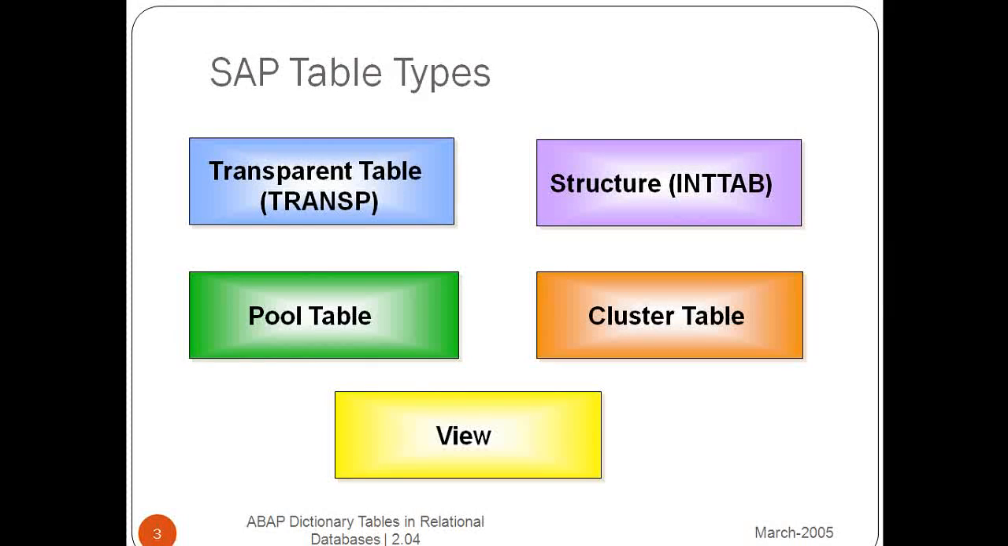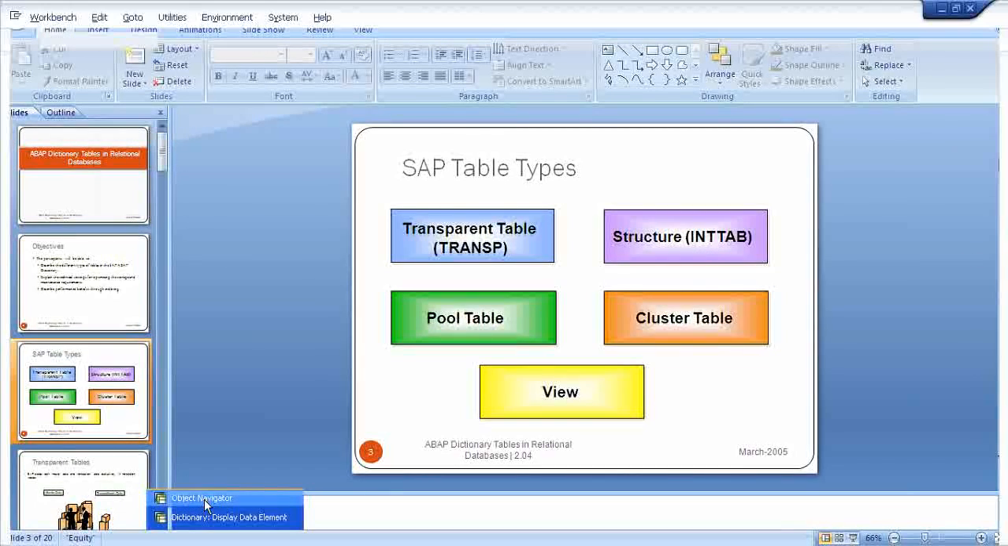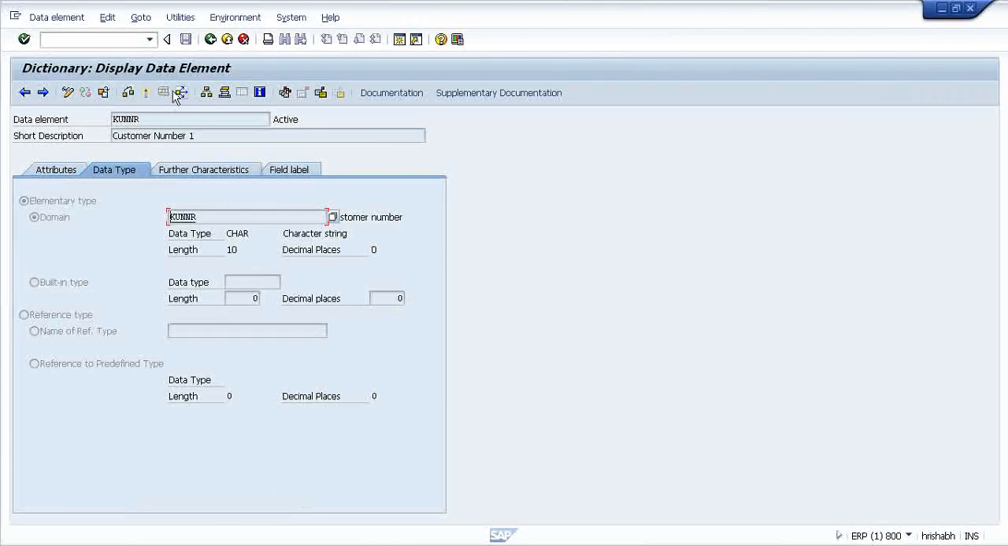Now, this is how many kinds of tables are possible in the ABAP dictionary. It could be a transparent table, structure, pool table, cluster table, and view. Pool tables and cluster tables are completely outdated. Now, what exactly is a transparent table? Most of the tables are transparent tables only. What is a structure? A structure is nothing but a skeleton. Let me show it.